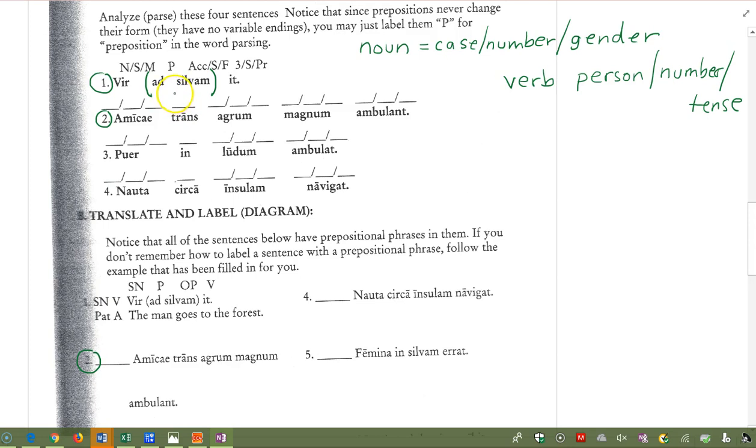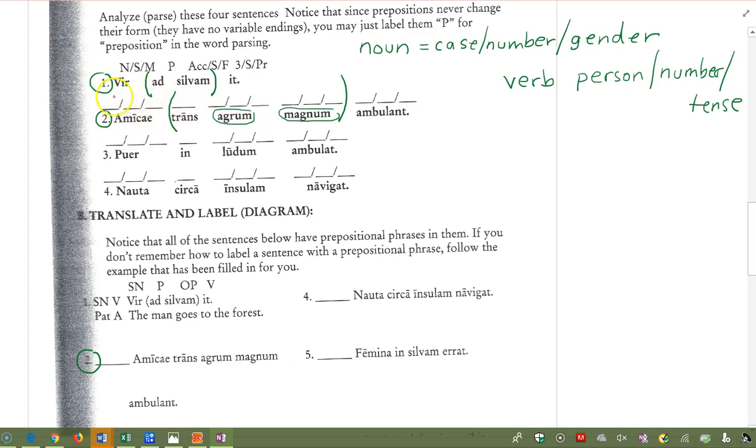Trans agram. We know trans is a preposition, so let's just move it out. Oh, wait a minute. I can't move that out. Got to get an eraser. I almost drew this here as the OP. Trans agram, which it would be, but look. Trans agram magnum. We have an adjective, and in Latin, they stick the adjectives after the object of the preposition. Kind of weird. We'll look at that closer.